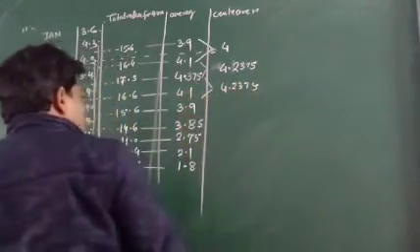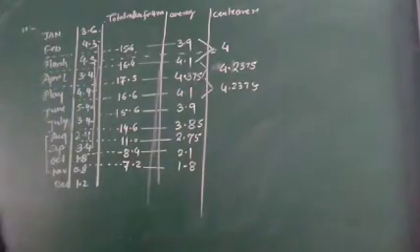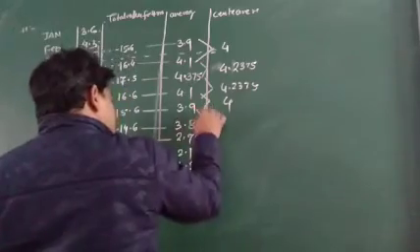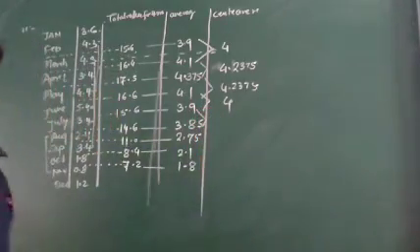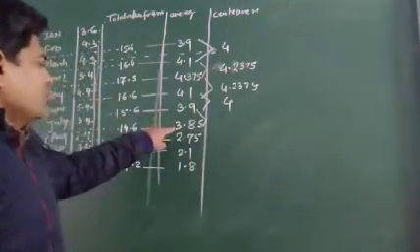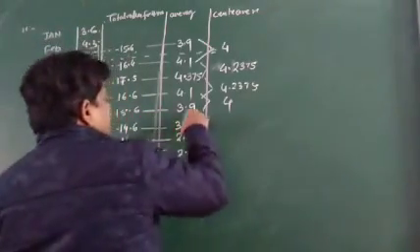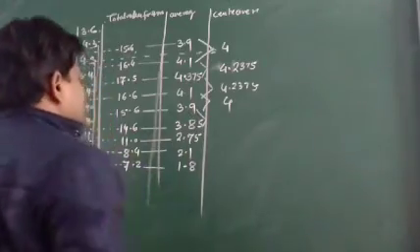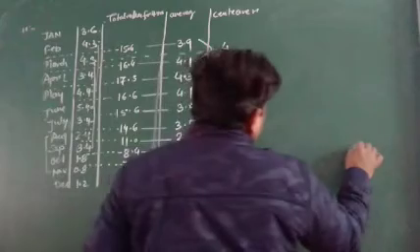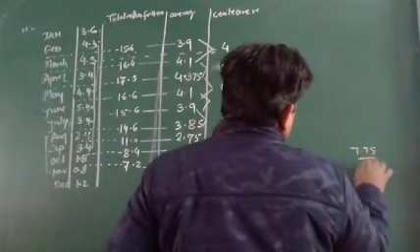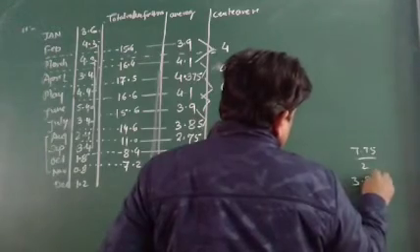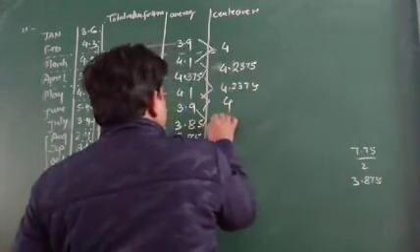4.2375. When I add these two, 4 plus 3 is 7. Actually what I am doing for getting the center average is adding these two and dividing by 2. When I add these two, I think it is 5, and 9 plus 8 is 17, and 3 plus 3 is 6, 7.75, 7.75 divided by 2 and it is 3.875.